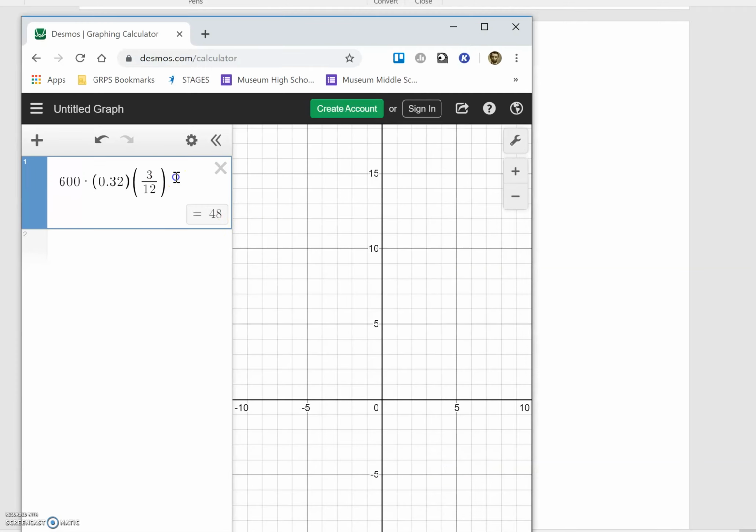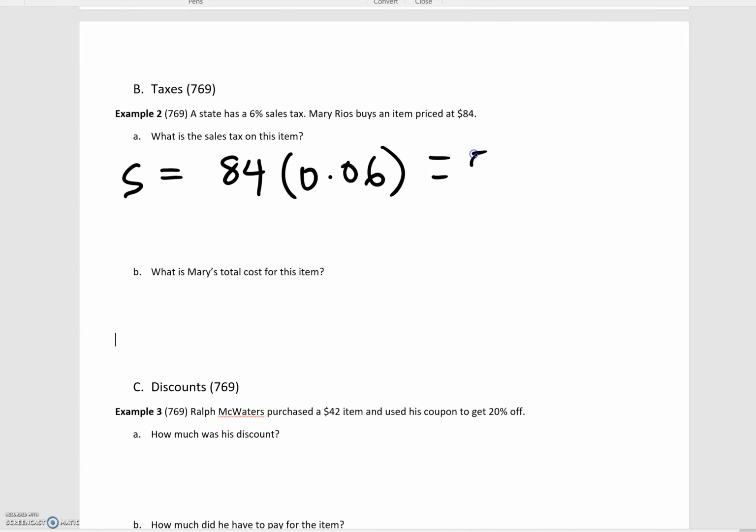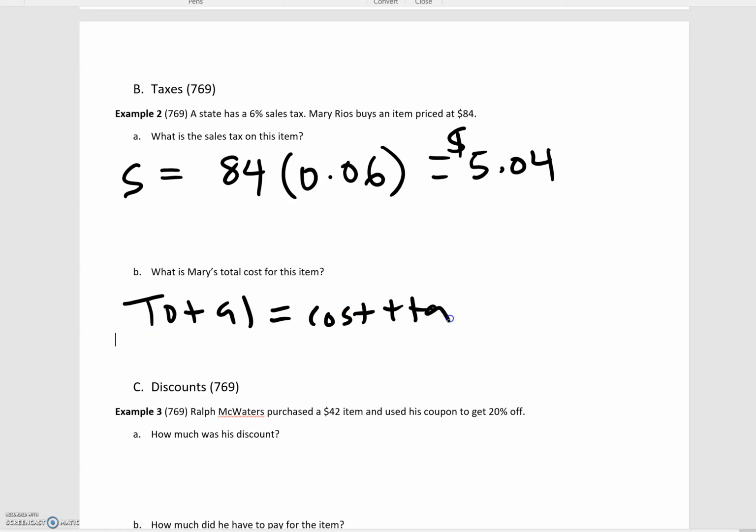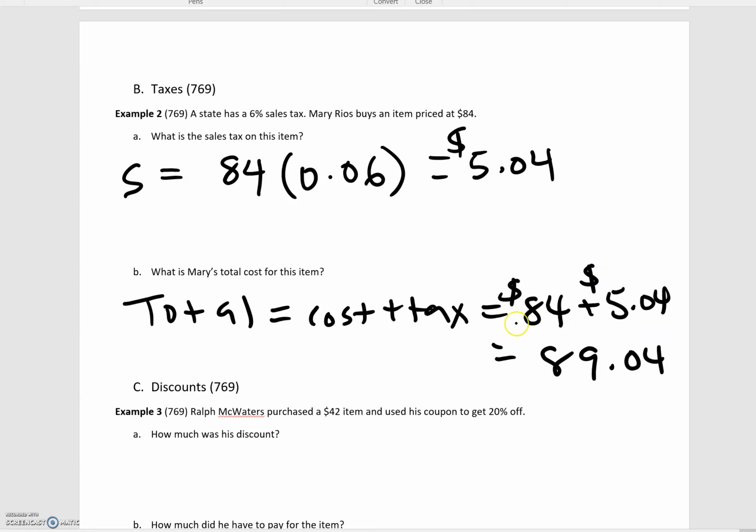So $84 times 6% means we have a tax, excuse me, of $5.04. To figure out the total cost of the item, and this happens when we purchase, the total cost of the item is going to be the cost plus the tax. So $84 plus tax. It's going to require us to pay $89.04 for this item, or Mary, rather.